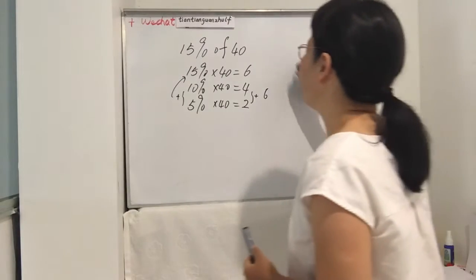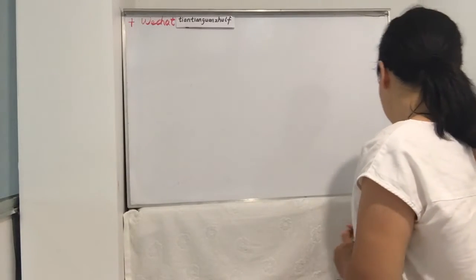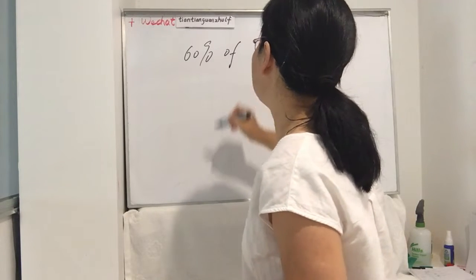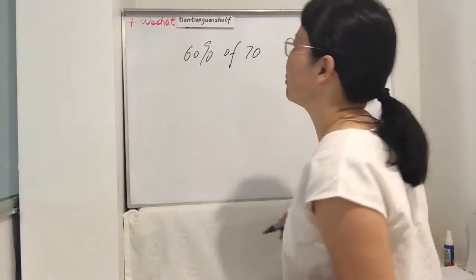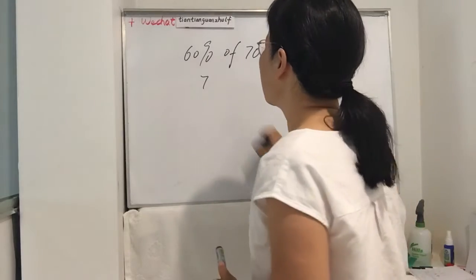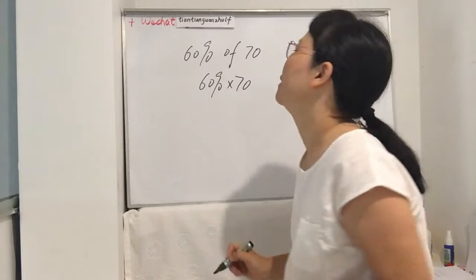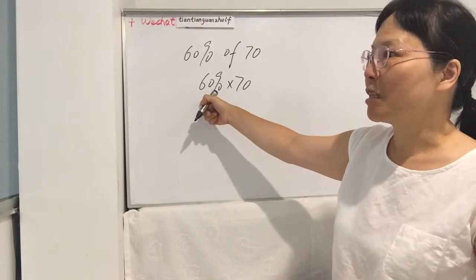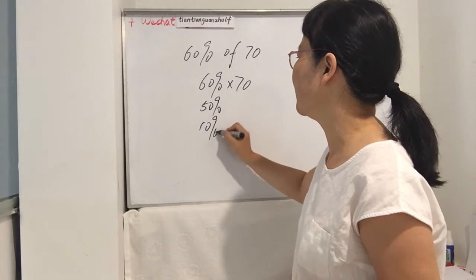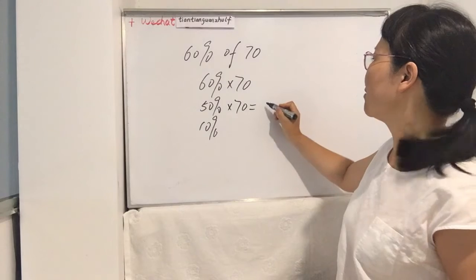This time we work a little bit harder. Suppose 60% of 70. Let's do it this way. 60% we can make as 50% plus 10% together. 50% of 70 is half, which is 35.